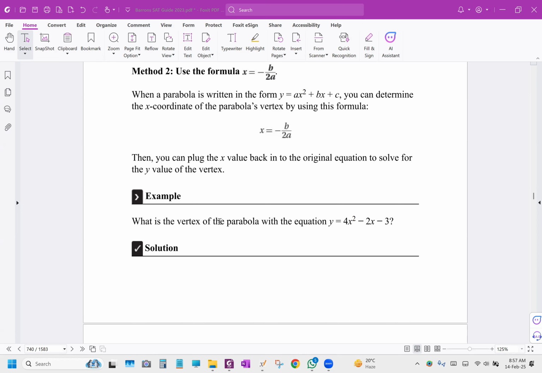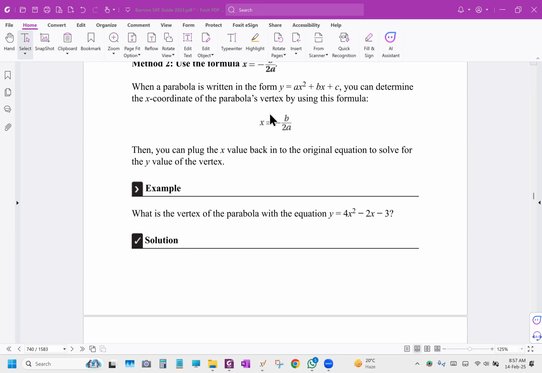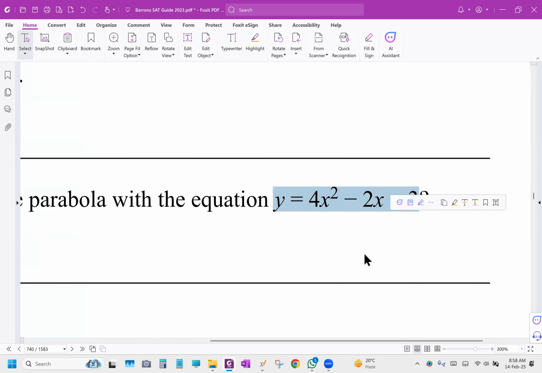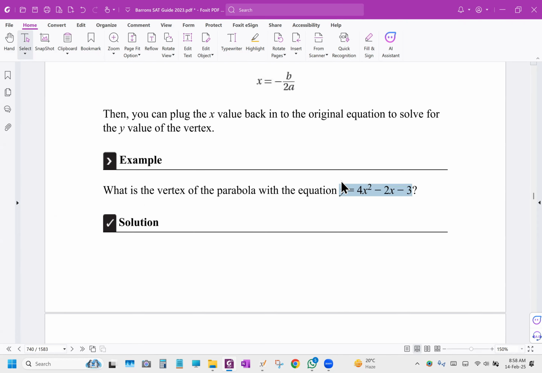So what is the vertex of the parabola with the equation y equals 4x squared minus 2x minus 3? How do you do that? Apply this equation, because we have already been given the standard form, right? This is basically the standard form of the equation of a parabola. So the simplest way to do that is x equals negative b over 2a. The vertex would be x equals negative b over 2a.